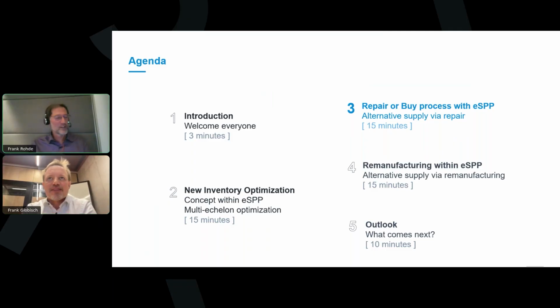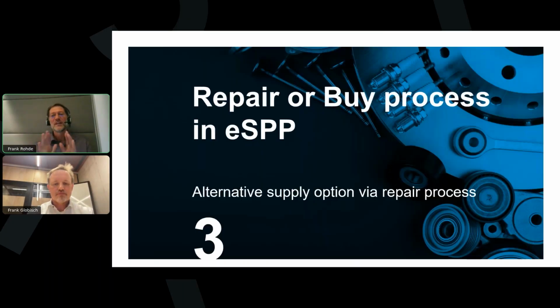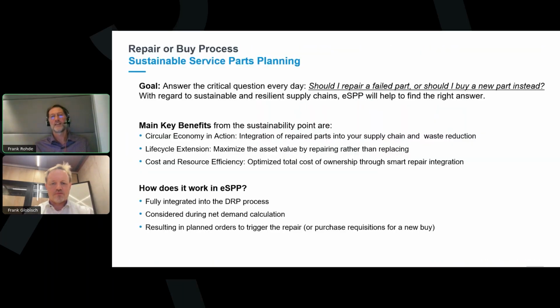So I need to hurry a little bit if we want to stay within an hour. The next process is not presented quite often so far. That is a repair or buy process in eSPP. From my point of view, it counts as an alternative supply option. So instead of buying new products, we really can repair them. And this process helps you to answer the question, should I repair a failed part or should I buy a new part instead? There are certain benefits.